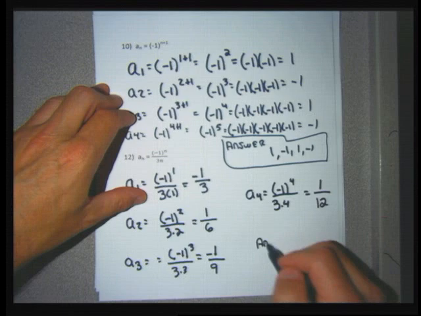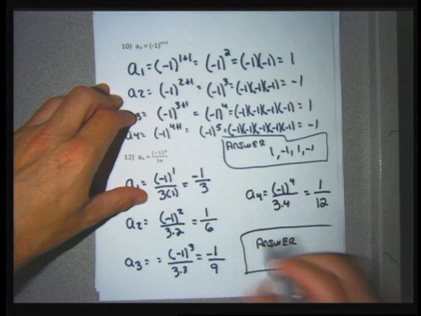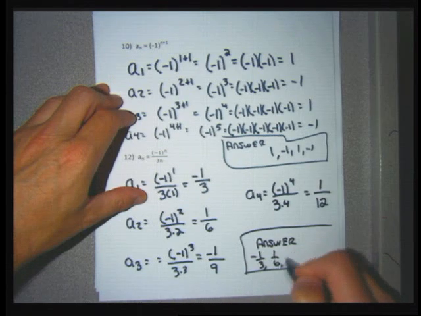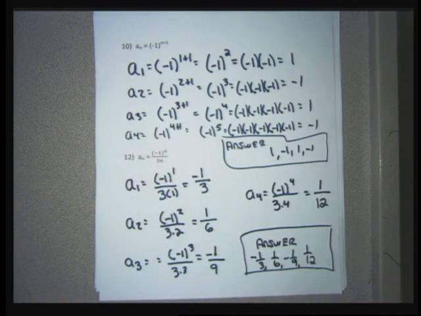So the first 4 terms in this sequence, of which there are infinitely many numbers I could have written, are -1/3, +1/6, -1/9, and +1/12. So the only reason the first 12 problems were there is just to get you used to the notation, and that's kind of the case for the entire section 9.1. It's really just a section on notation and just getting you used to a notation that you may have never seen before.